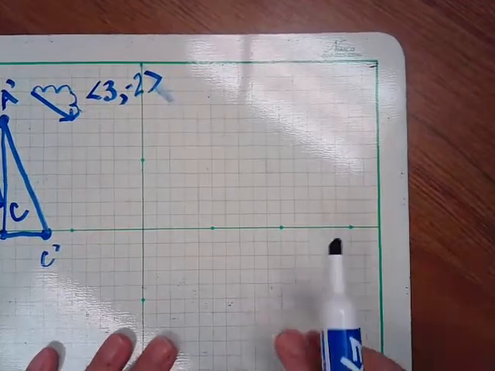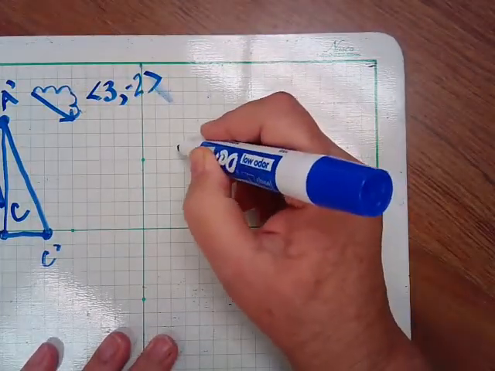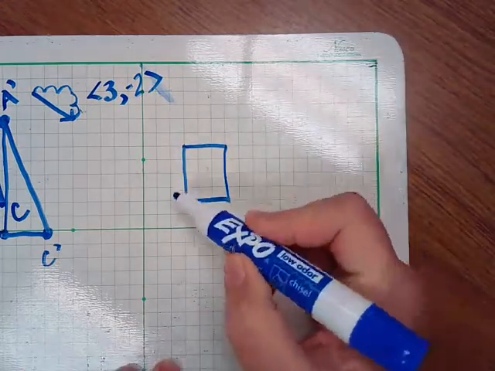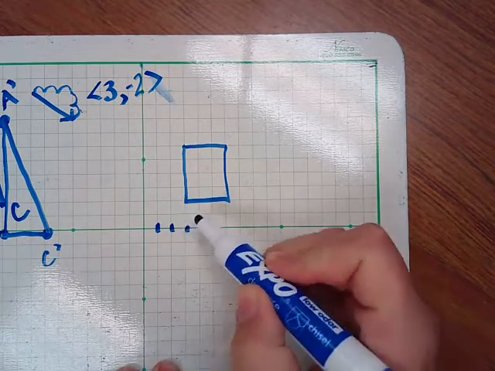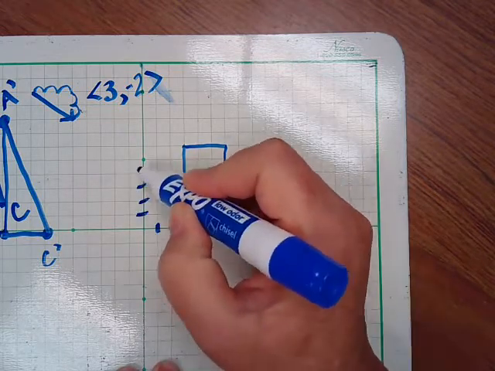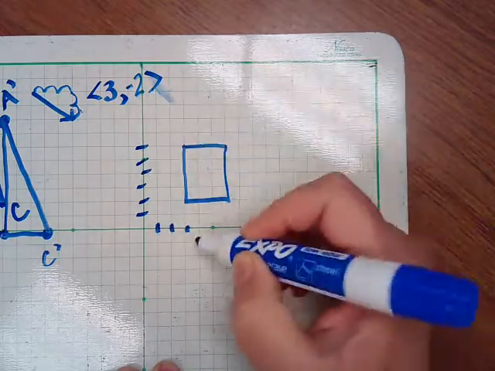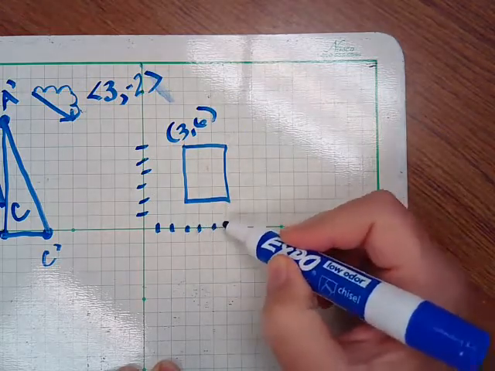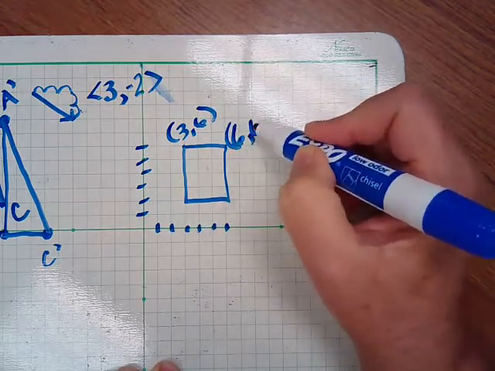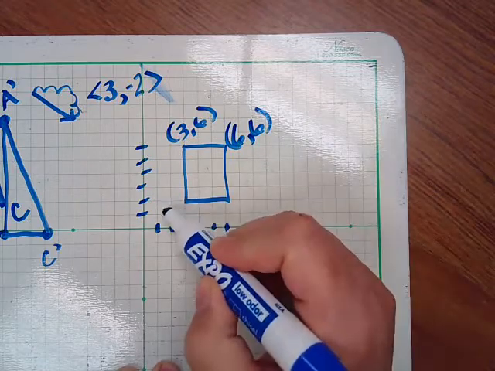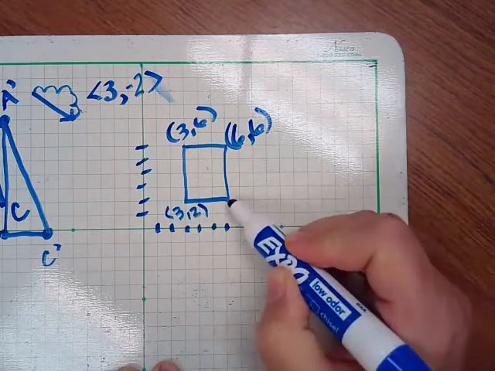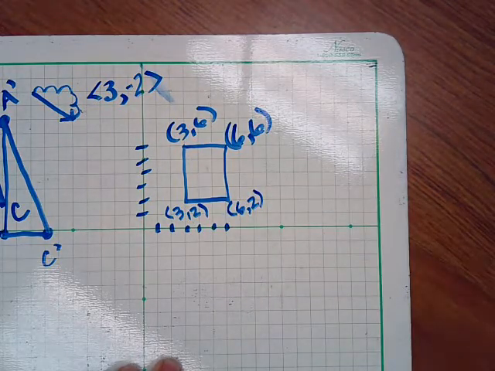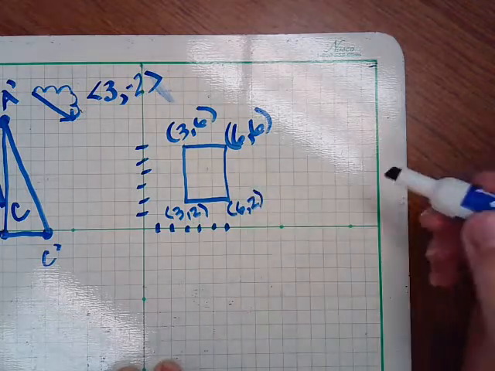And we did that because we knew what the vector was. Okay, now let's say that we have, we'll make it a square this time. And let's put the actual points in. This is 3, 6 is where this one would be. 6, 6 is where this one is. 3, 2 is this one. And 6, 2 is this one. Okay, so that's our pre-image.